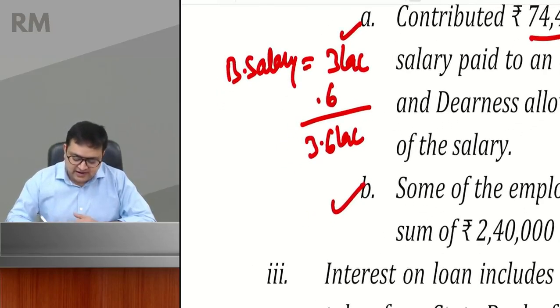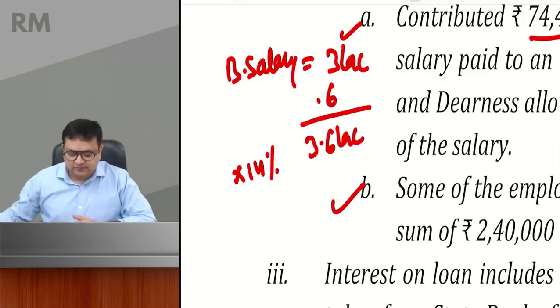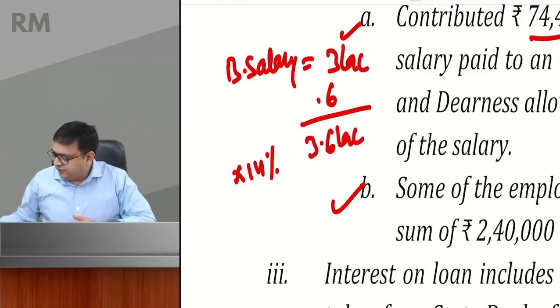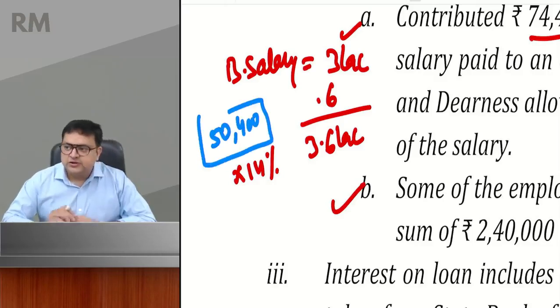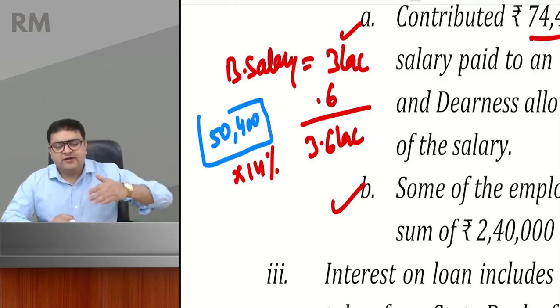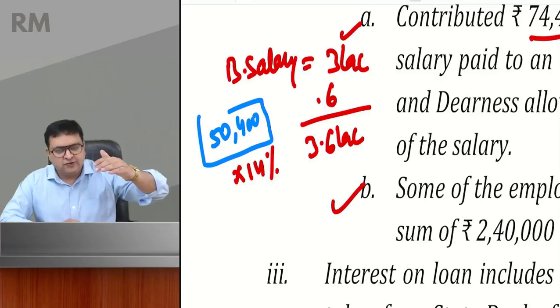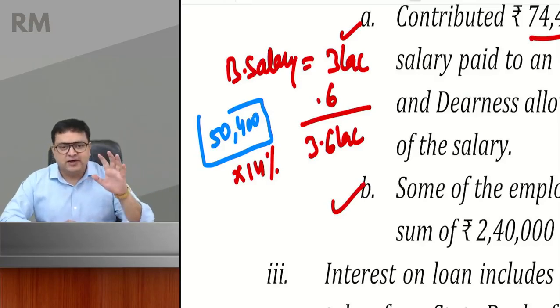So 3.6 lakh into 14%. Correct, Aditya? 60,000 forms part. So 3,60,000 into 14% is 50,400. 50,400 should be the maximum limit of this. So if I have given up to this limit, 50,400 or less, then we are okay. But if we are giving anything which is more than 14%, then it is not allowed.